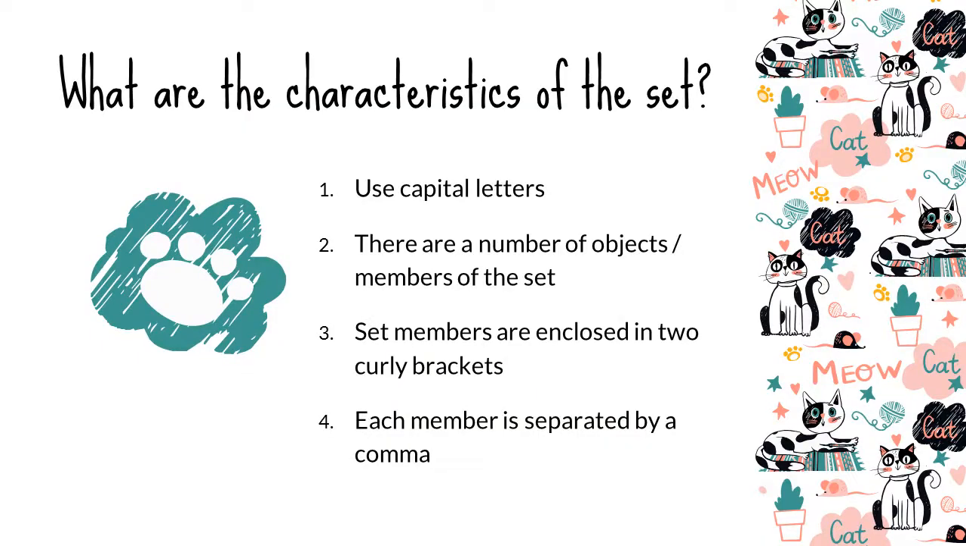What are the characteristics of a set? First, use capital letters. Second, there are a number of objects or members of the set. Third, set members are enclosed in two curly brackets. Fourth, each member is separated by a comma.